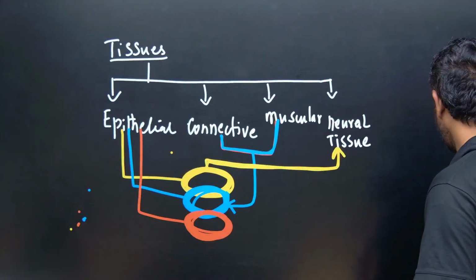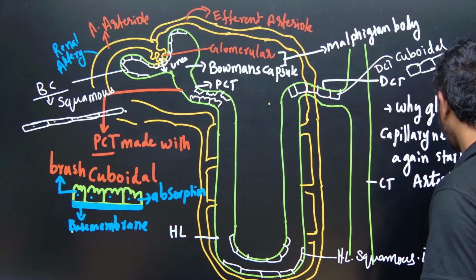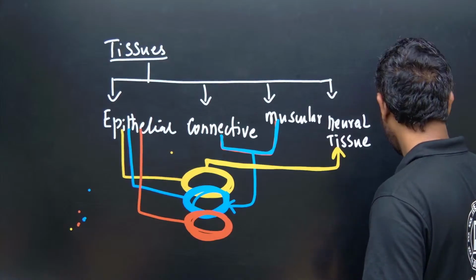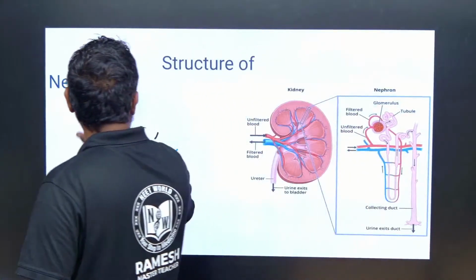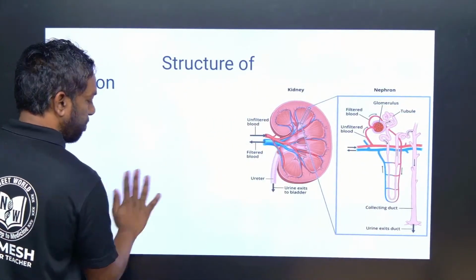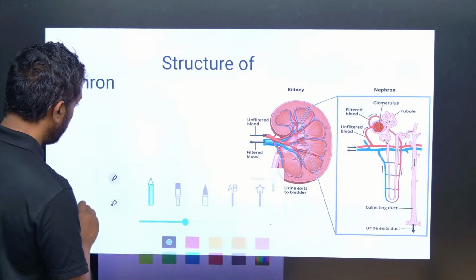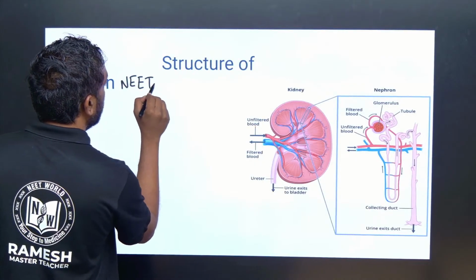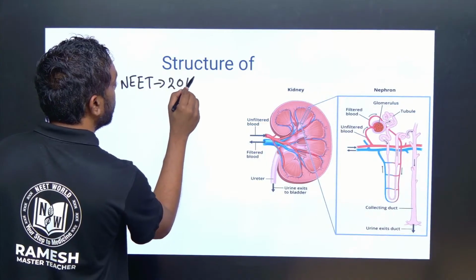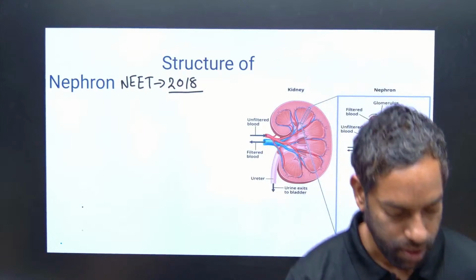The location of the nephron: where is it located? I am going to ask you one question, a PYQ. NEET 2019, 2018 I think, NEET 2018. One minute.